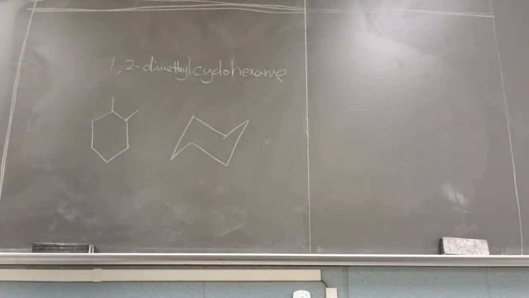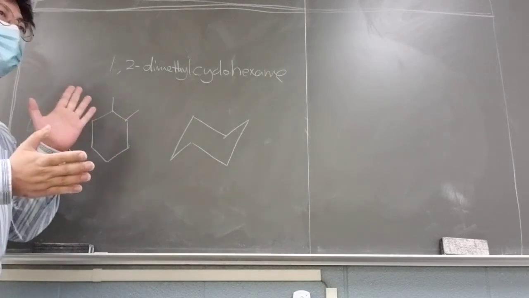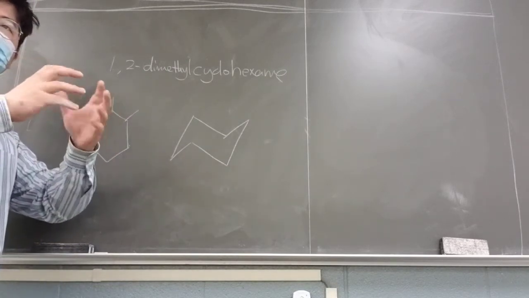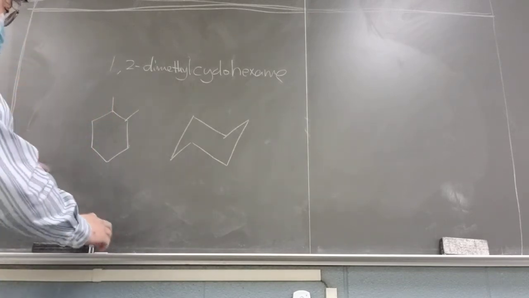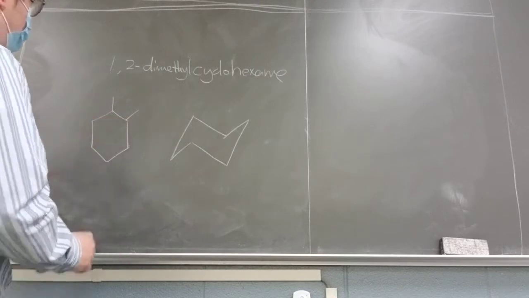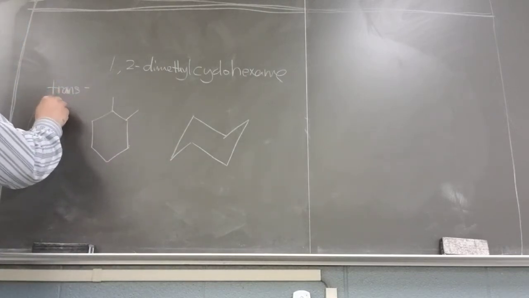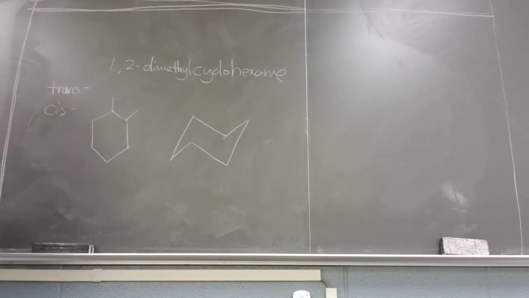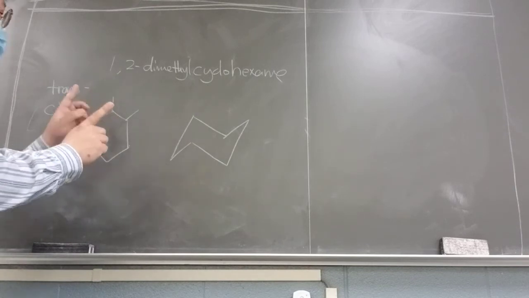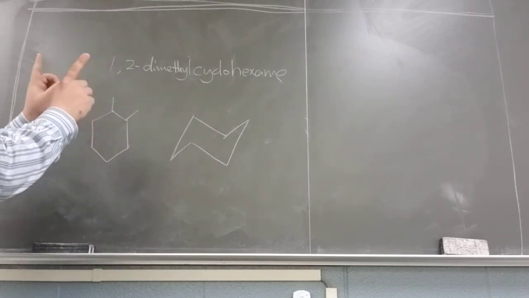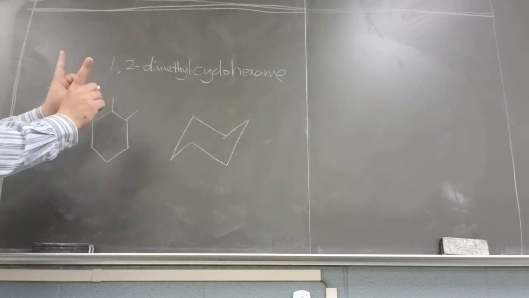There's one thing I want to tell you: you remember the ring structure cannot rotate, right? So if there are two substituents, the ring can have either trans or cis. The trans means those alkyl groups are on the opposite sides. The cis means they're on the same side.